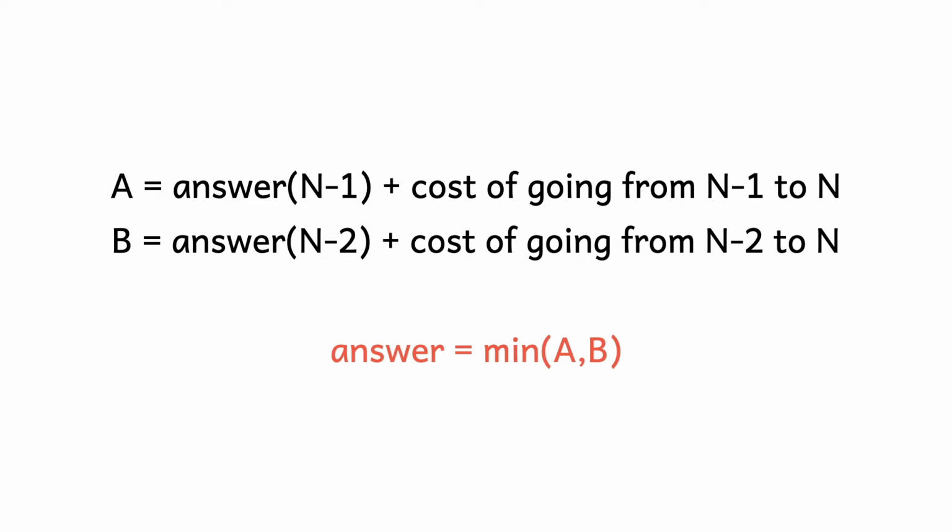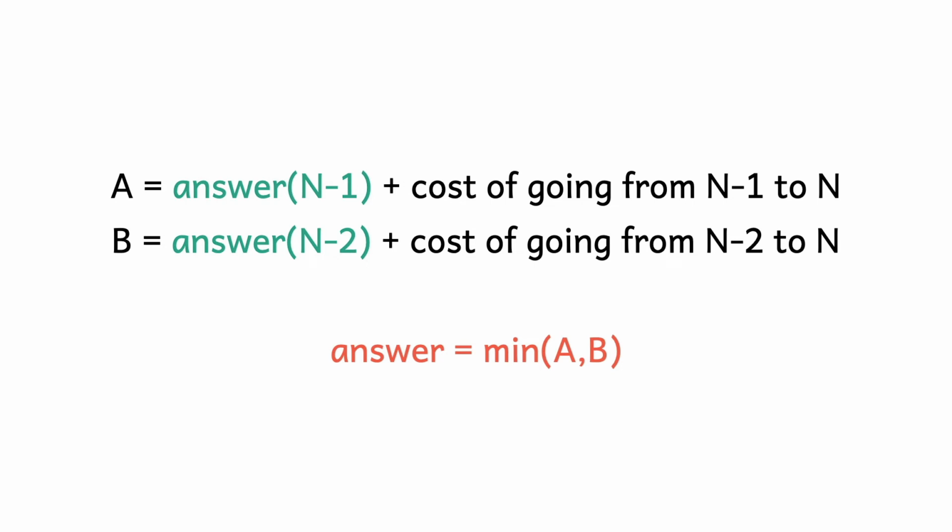Now, notice that to compute A and B, we have really two components to worry about. The second term in the sum, which is the cost of going from n-1 to n or n-2 to n, is simply given to us in the input. So we just pull out the heights of these stones and take the difference. So that is straightforward. Now, other than this, we also have answer of n-1 and answer of n-2 as terms that we need to compute. And that is something that we are going to compute by magic.